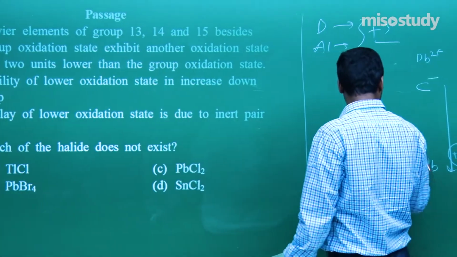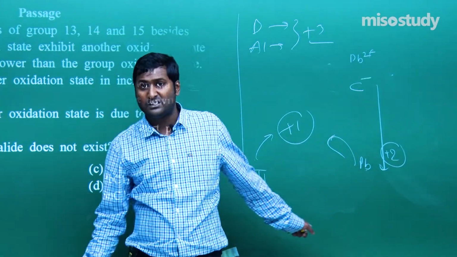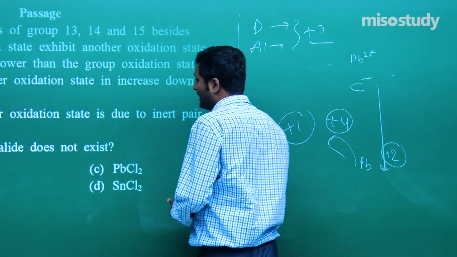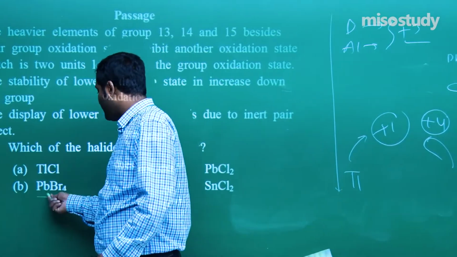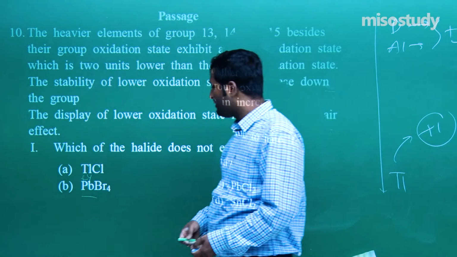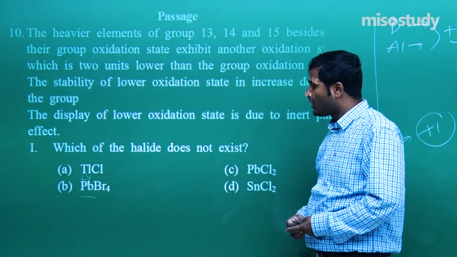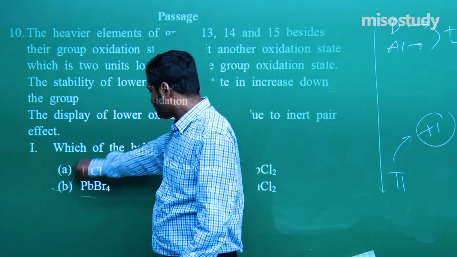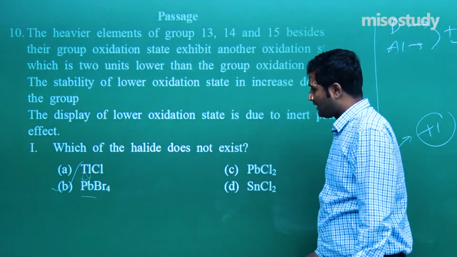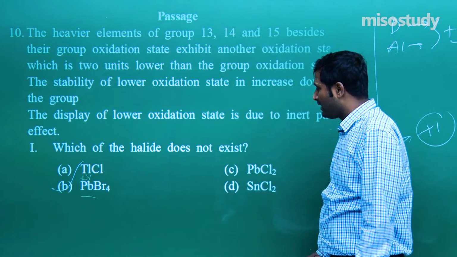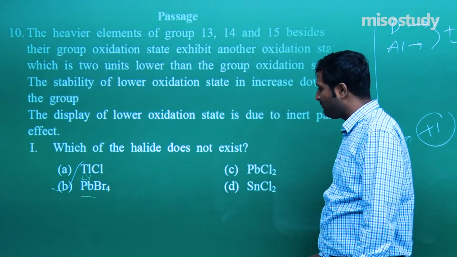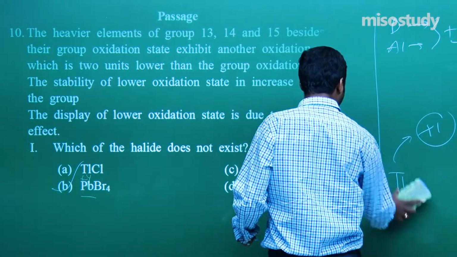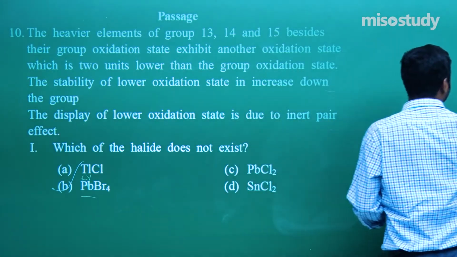PbBr4. As we know, if I talk about Pb, is it visible to you? +4 oxidation state is not possible. Here, Pb in PbBr4 is in +4 oxidation state, which is not possible. So, option B is the correct match, that is, this type of halide does not exist, so PbBr4 does not exist. Clear to you? Now I am rubbing this part and let's move to the next part of the question.